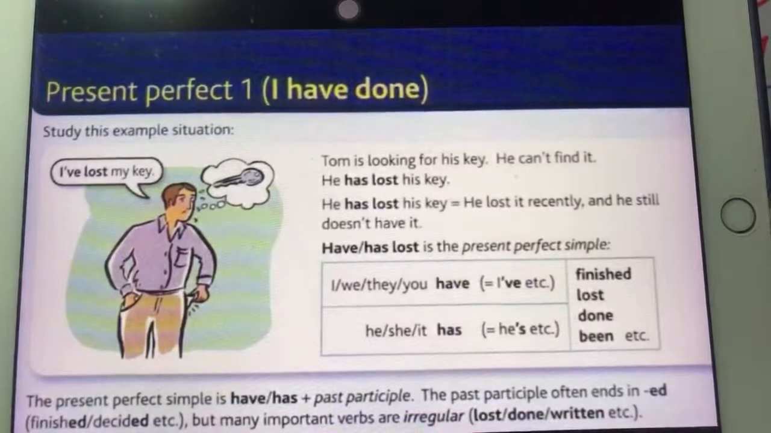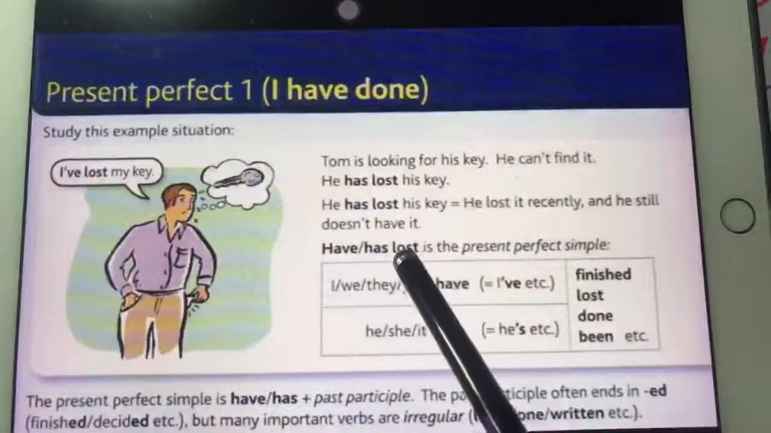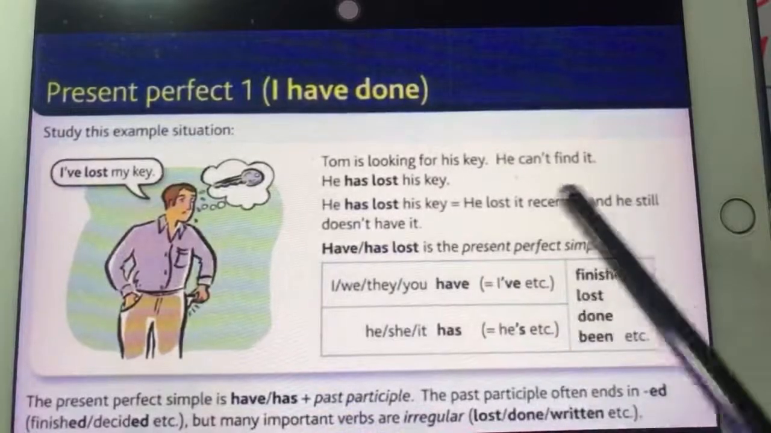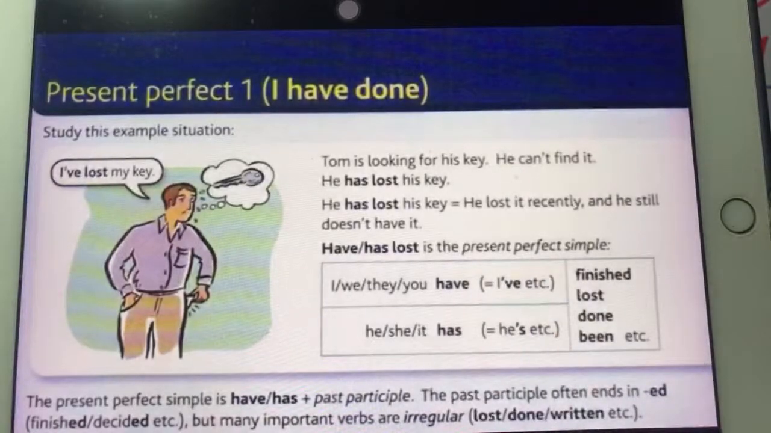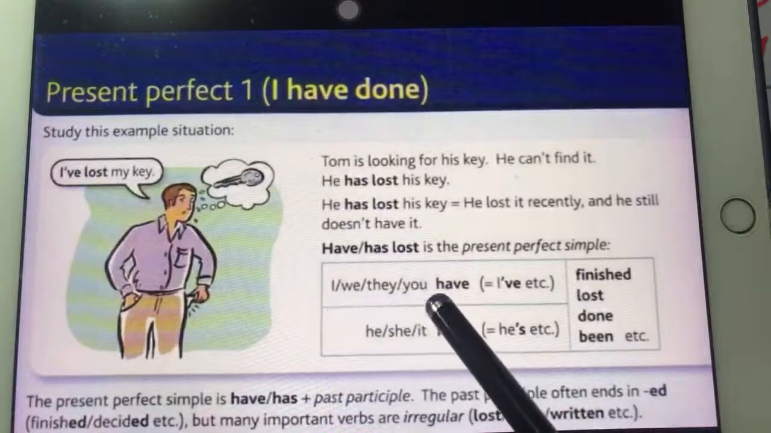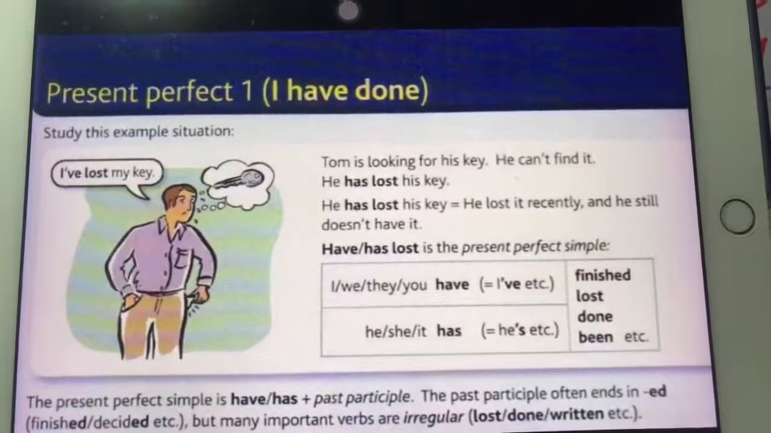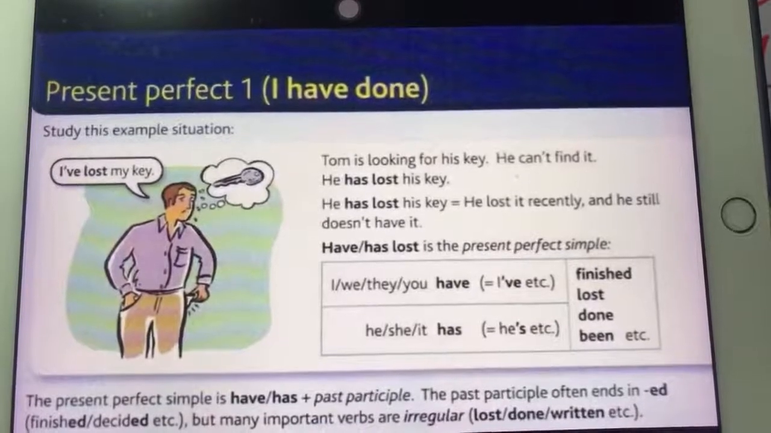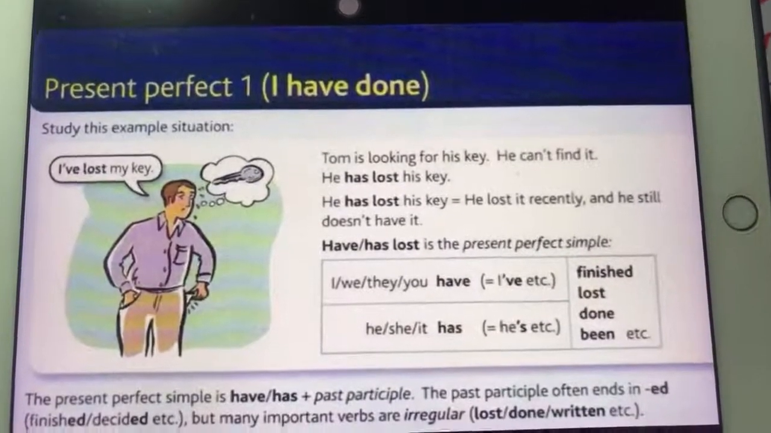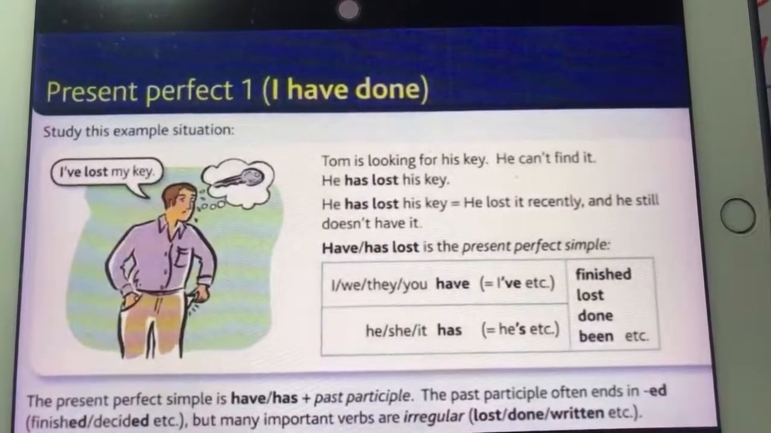So there, we'll just repeat here. Have, has, lost is the present perfect simple. Okay? So you have here I, we, they, you, have, plus the verb. He, she, it, plus has, plus the verb. Now, remember, when it comes to verb, you have to remember the regular form and the irregular form. Do you remember the regular and the irregular form of the verb?